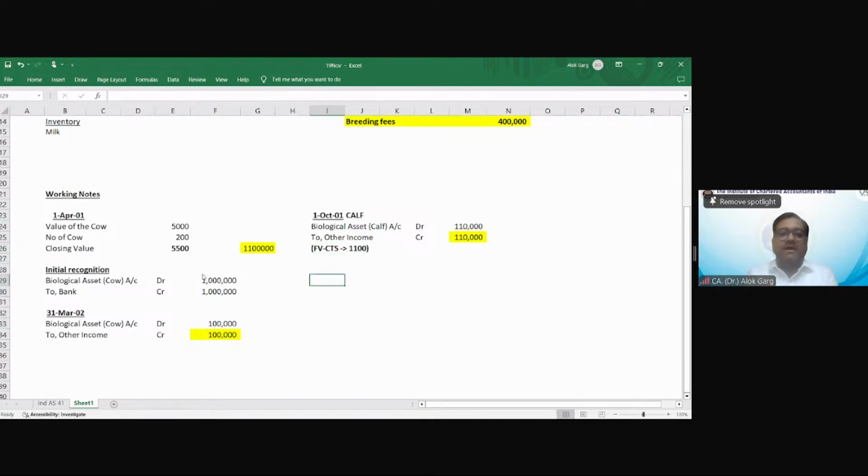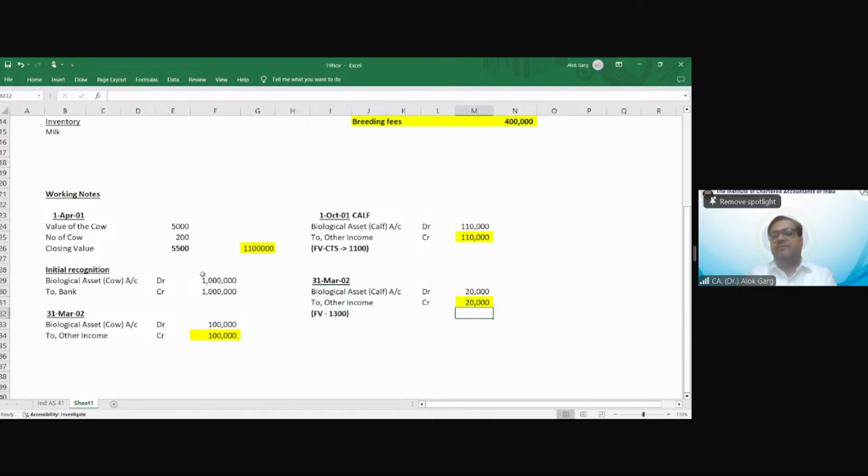So what is the accounting entry on 31st March 2002 of the calf? This 1100 becomes 1300. So it increased by 200, so 200 multiplied by 100. What will be the accounting entry? Biological asset calf account debit to other income, right?